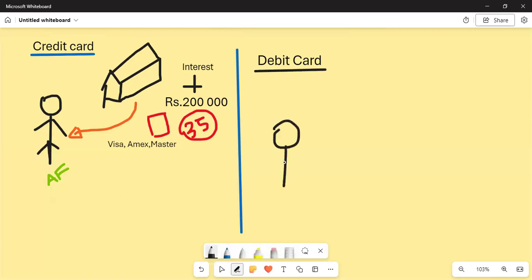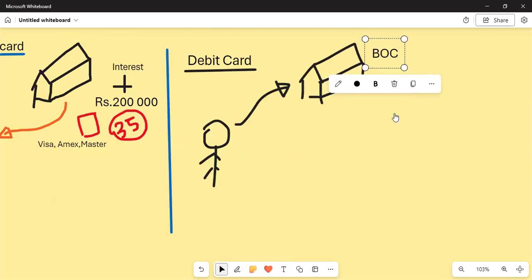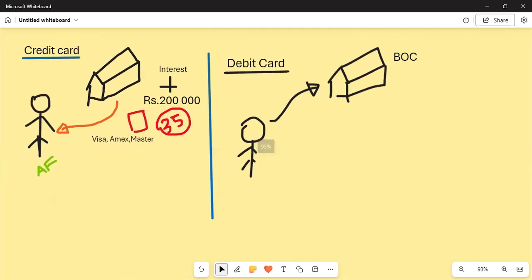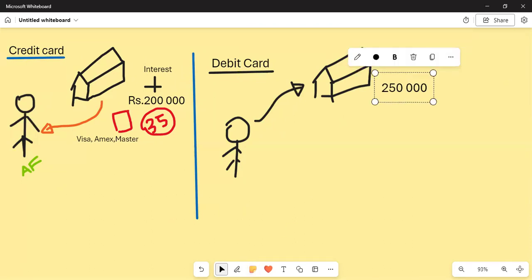You have an account in a bank, a savings account or current account, right? For the money in that account, you get a card. Did you understand? You say, I have a debit card. You have an account in BOC bank, and you have only 250,000. You can spend this 250,000 by using the card.